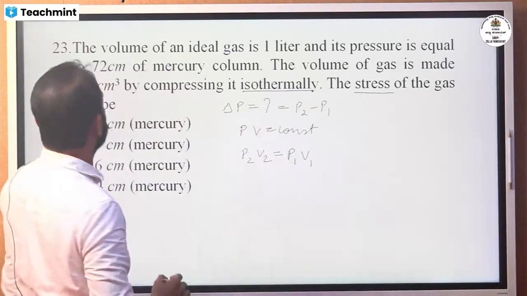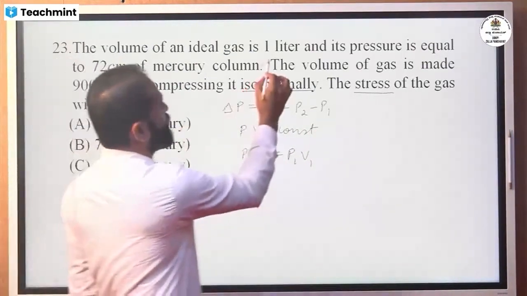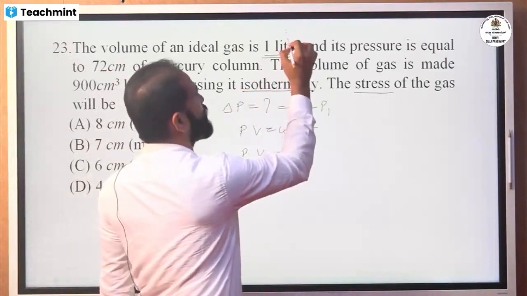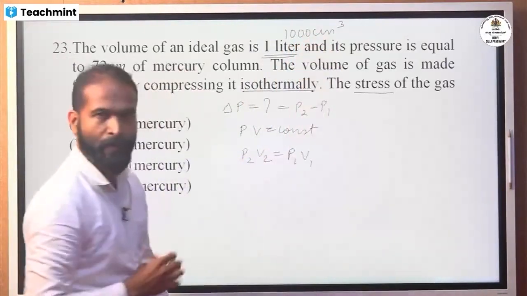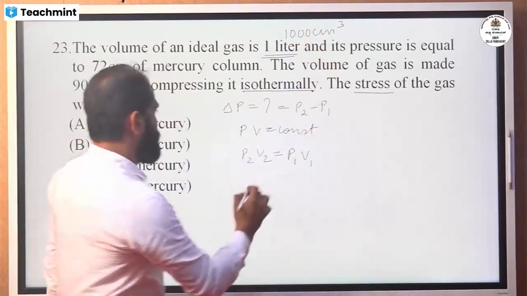Now look at the given information. The initial volume is given as 1 liter. So 1 liter can also be written as 1000 cm cube. So let's substitute.